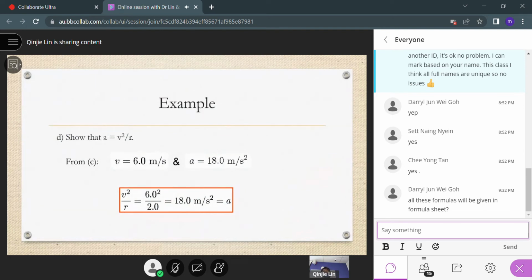Then part D, they ask you to show that a equals v squared over r. So this is the equation that we had learned just now. Acceleration will be equal to v squared over r. So from the previous part, v equals this value, a equals this value. You just have to square v, and the r is already given in the question. So if you do it, you'll realize this value equals this one. So for circular motion, the acceleration v squared over r is correct. It's supposed to be correct. They're asking you to show it.